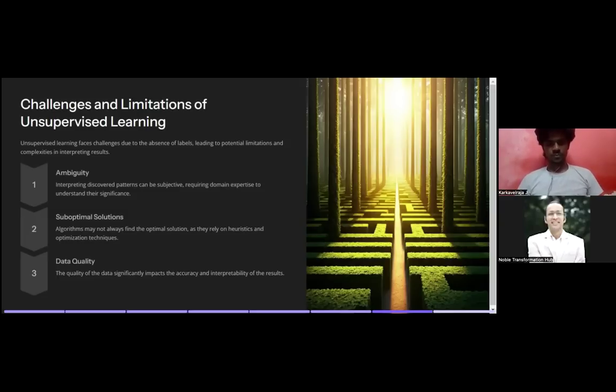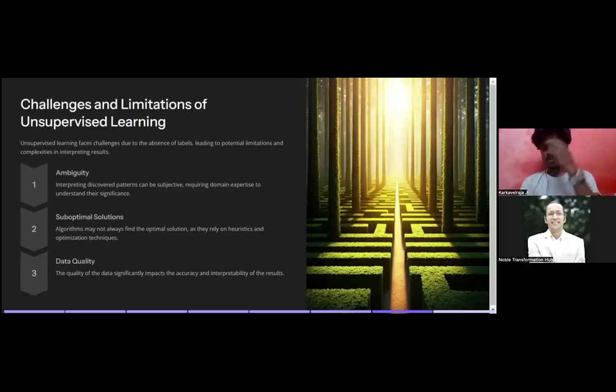Let's say data quality. The quality of the data significantly impacts the accuracy and interpretability of the result. So quality also matters, that's why it starts with the problem statement, defining it clearly and collecting data according to the characteristics of the problem statement from the right source with integrity, and then cleaning, pre-processing, EDA, all those things. Once you do that and choose the right model, if that is done properly, data quality is handled, then you will not have this challenge.